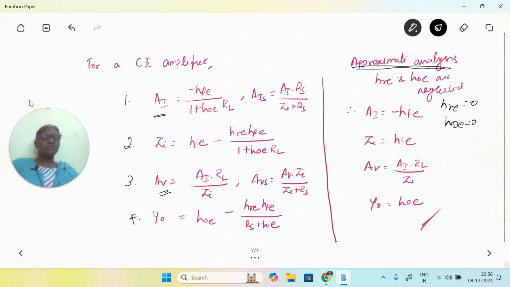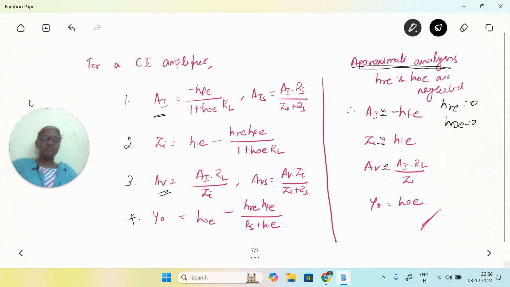Usually HRE is on the order of 10 to the power minus 6, and H0E is in microamps per volt, so we can neglect these mathematically. A can be taken as minus HFE; by neglecting H0E, we get HFE divided by 1. So A can be simplified as minus HFE. Zi can be taken as HIE minus HRE into this value. HRE is taken as 0, and 0 multiplied by anything is 0, so Zi is equal to HIE. These are all the approximate analysis, so it is all equated to the H parameter values as an approximation.